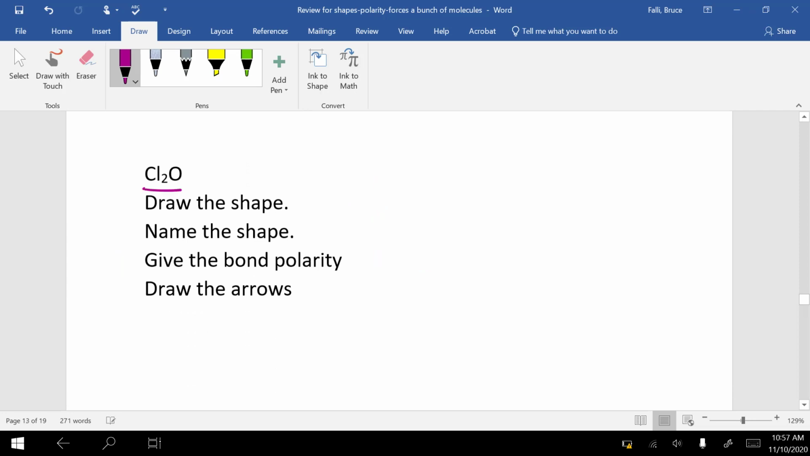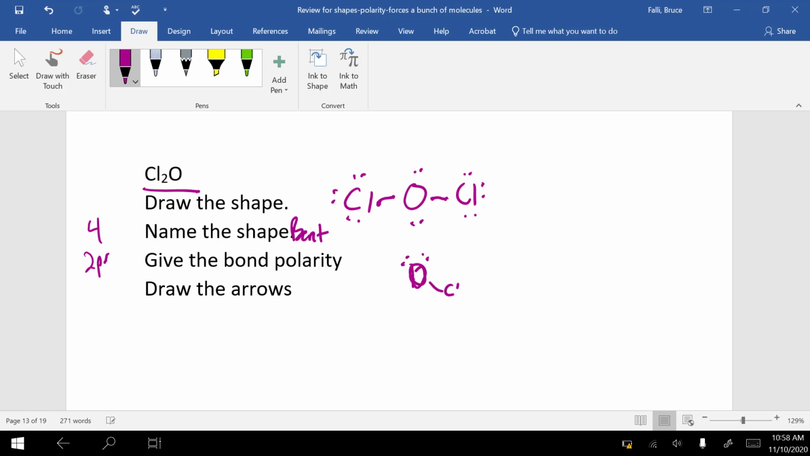Cl2O, draw the shape. O is going to go in the middle. Oh, that's the structure. Draw the shape. Notice it's got 4 regions, but it's got 2 pairs, so it's going to be bent. So I'll draw it bent. Here's O. This is a tricky one because when you look at it, doesn't it look like it would be linear? But it's not, because remember, it's based on 4 regions.